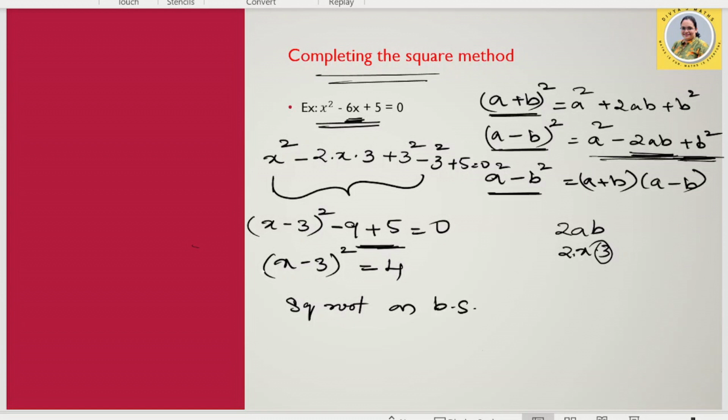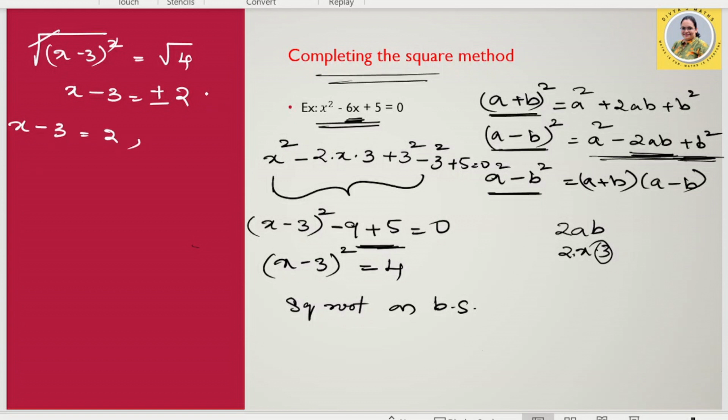If you take square root on both sides, you will get root of (x minus 3) whole square is equal to root 4. Root and square will get cancelled. You will have x minus 3 is equal to root 4, which is nothing but plus or minus 2. Now let us take x minus 3 is equal to 2. We will take plus 2 as one combination and minus 2 as the other combination. That is, x minus 3 is equal to minus 2.